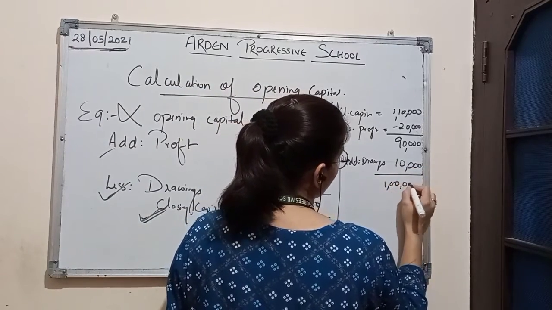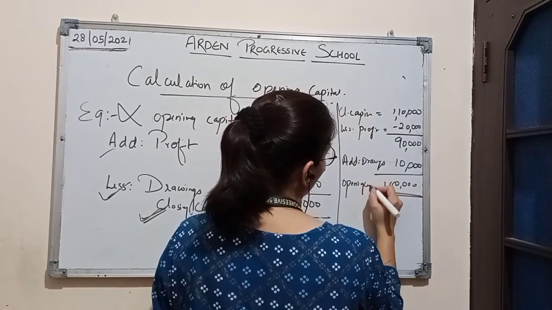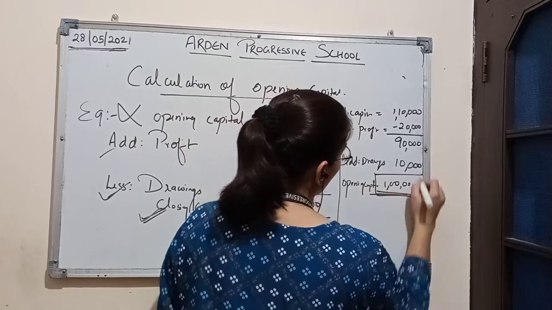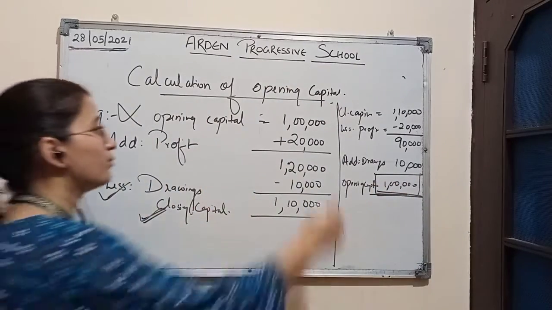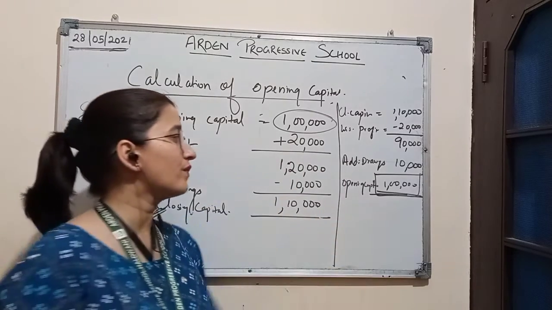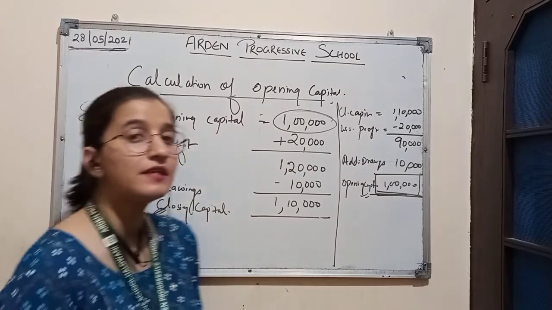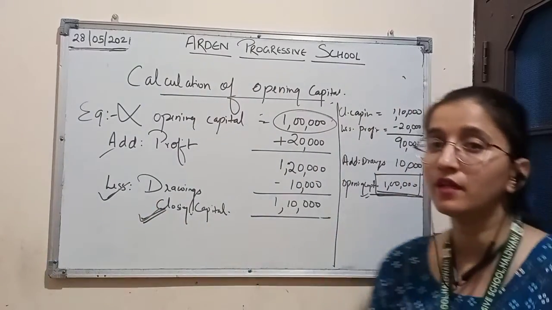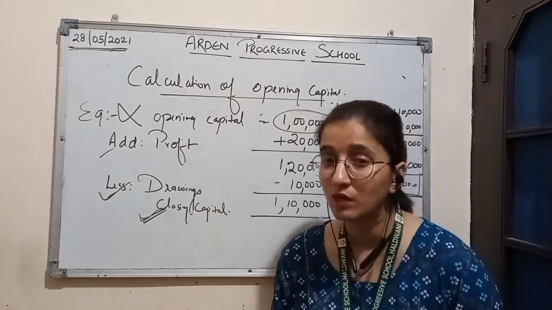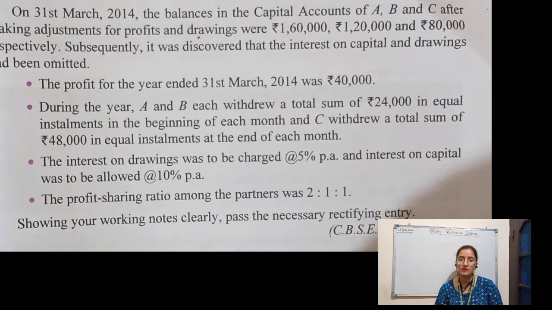So opening capital will be rupees 1 lakh. As we know, opening capital was 1 lakh rupees. So this is how we will calculate opening capital. Whatever adjustment is done to calculate closing capital, the reverse adjustment will be done to calculate opening capital. So here we will be solving a numerical question based on such calculation and comprehensive error.